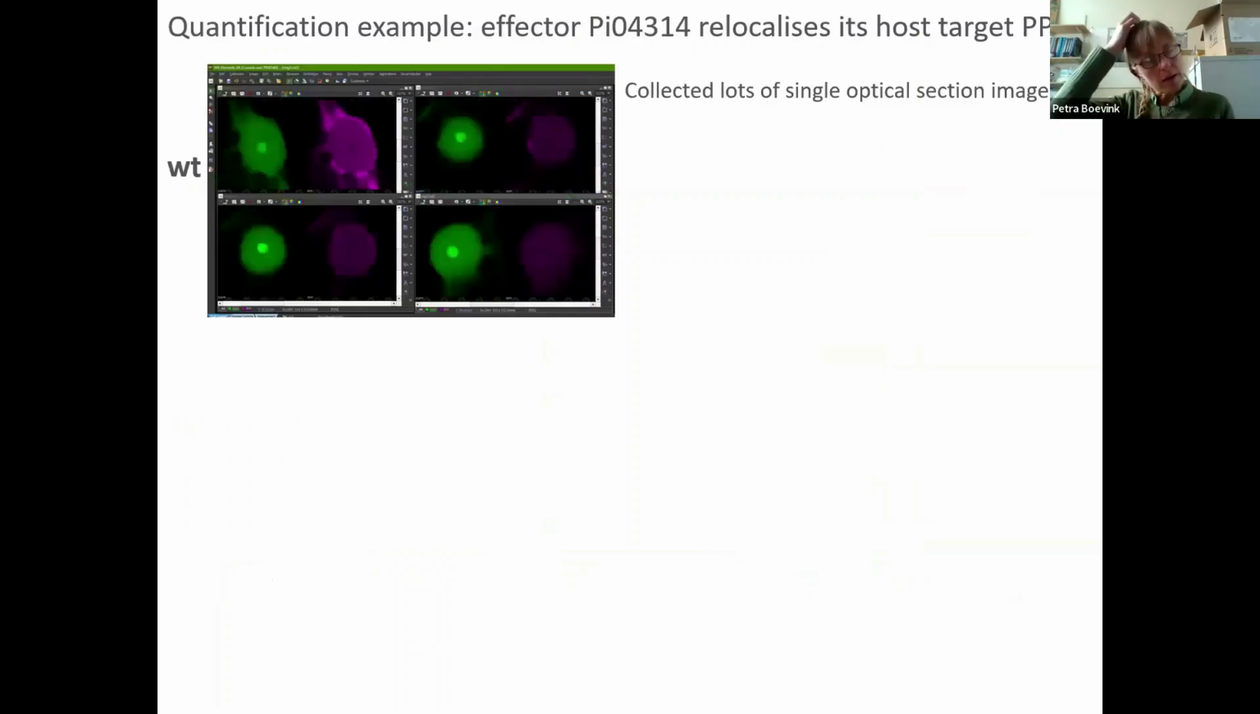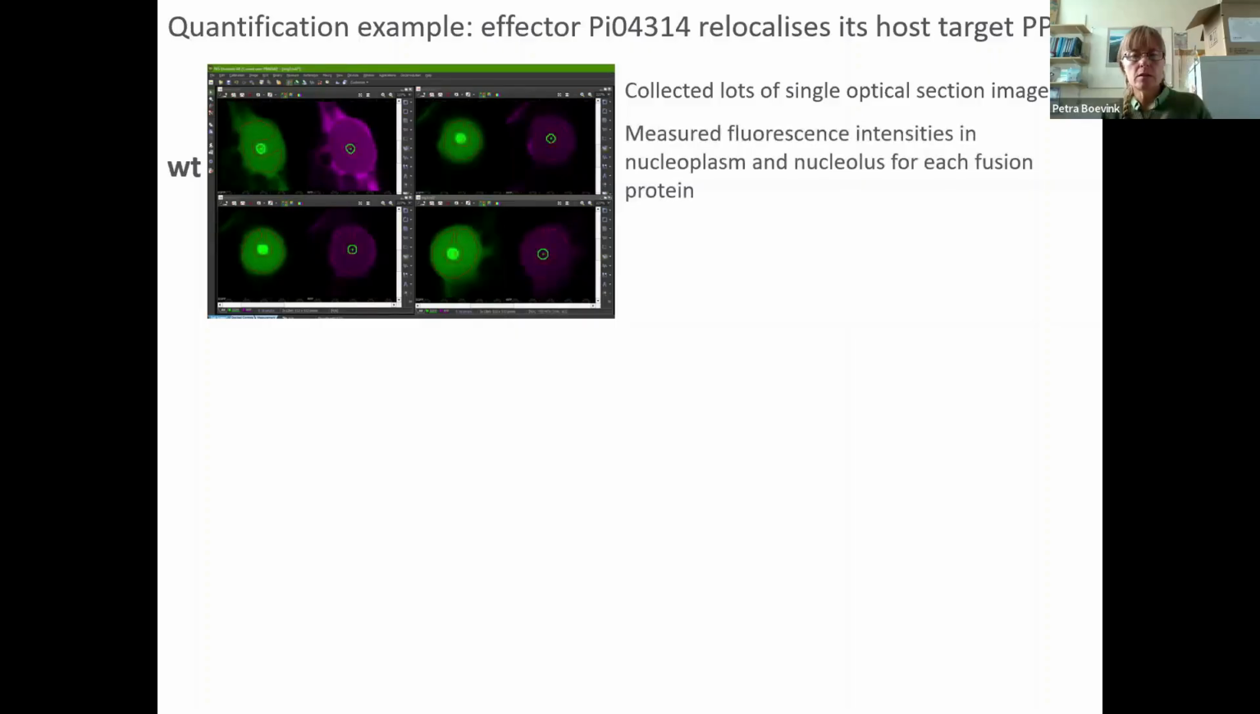So here's an example for a quantification experiment. When I looked at co-localization of this particular effector and its putative host target, I noticed that when they were transiently co-expressed, the PP1C fusion was being lost from the nucleolus. Of course, in order to demonstrate this in a robust way, we needed quantification. So what I did was collect many, many single optical slice images from biological replications of the co-expression, and then used regions of interest covering the nucleolus and the nucleoplasm and measured the average fluorescence intensities in those.